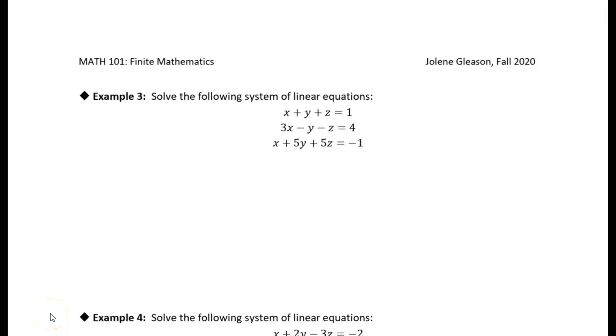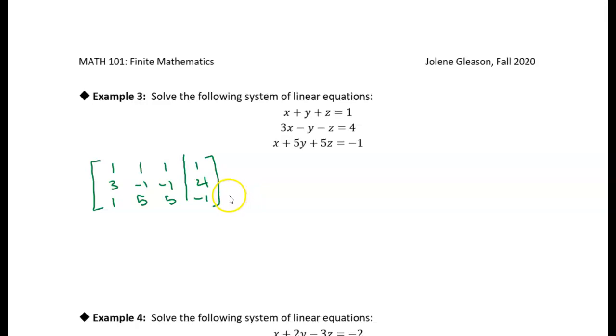All right, so let's take a look at another system of equations with three equations and three unknowns now. So again, I'm going to just try to solve this with Gauss-Jordan elimination. So I'm going to write my augmented matrix. So 1, 1, 1, 1, 3, minus 1, minus 1, 4, 1, 5, 5, negative 1. Okay, just writing all the coefficients down in my nice little augmented matrix.